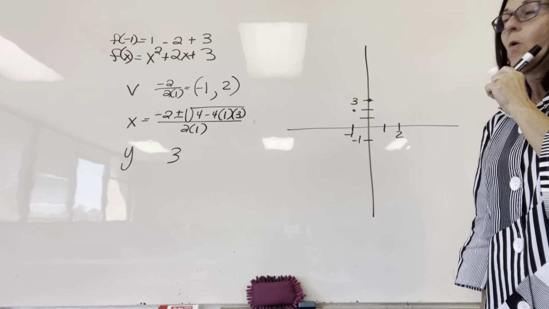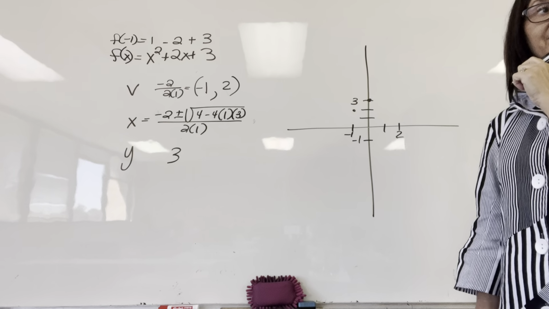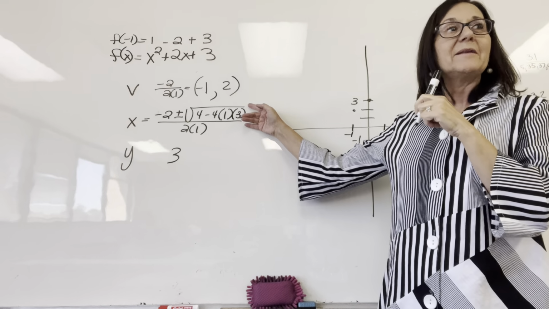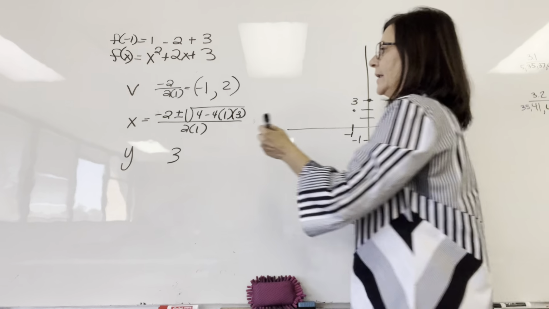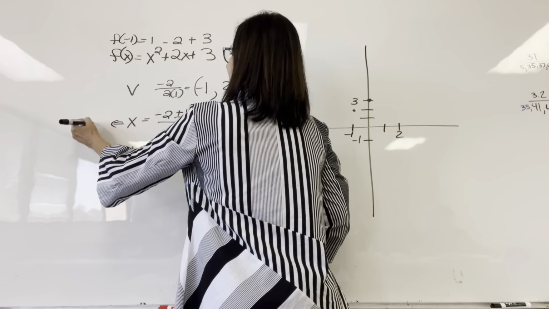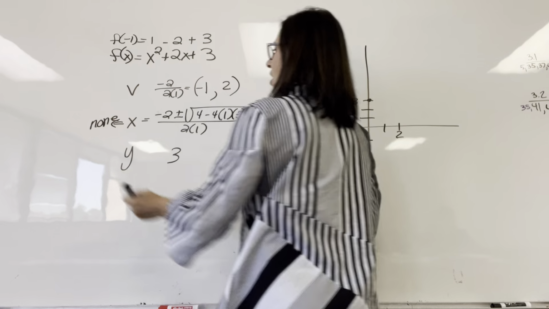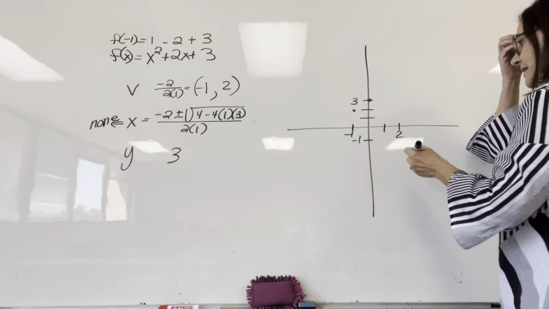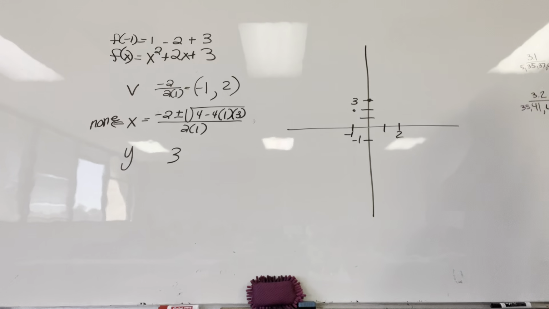No. Why? The square root is negative, because this is an imaginary number. So none. No x-intercepts. So how do I plot another point?